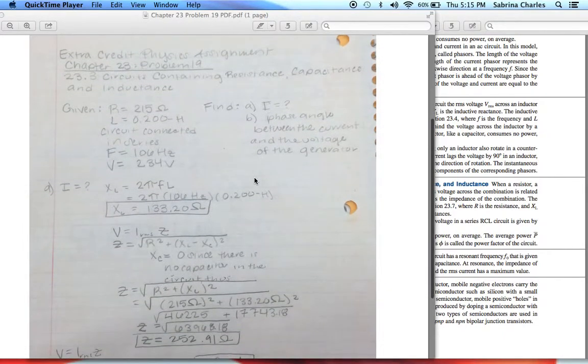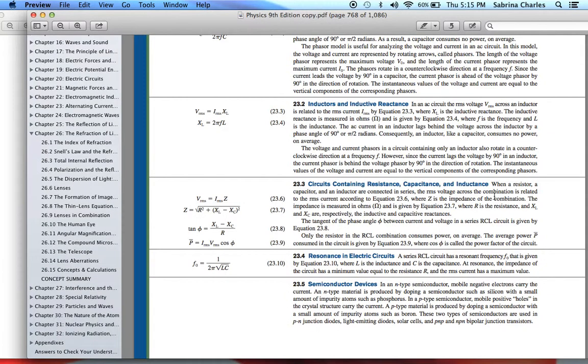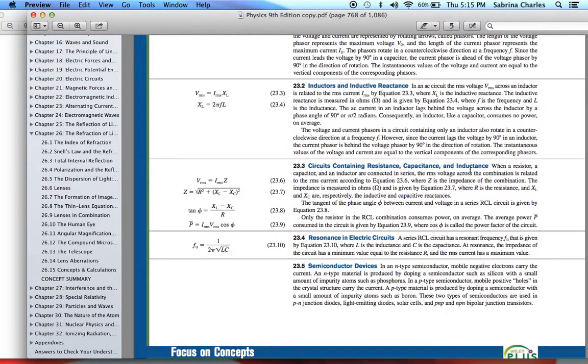This problem derives from section 3, circuits containing resistance, capacitance, and inductance. To review that section, we have that V_RMS equals I_RMS times Z, and Z is the impedance of the combination. The combination is the square root of R squared plus (XL minus XC) squared. We also have the tangent of the phase angle between current and voltage in a series RCL circuit, which is given by this equation.